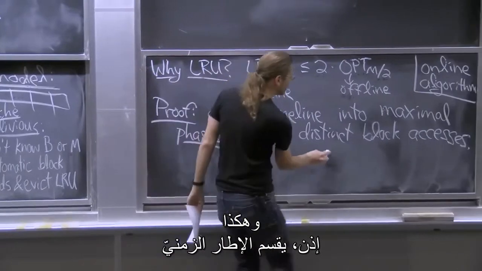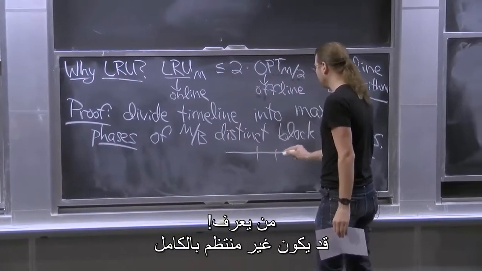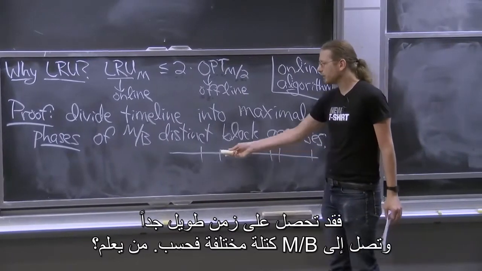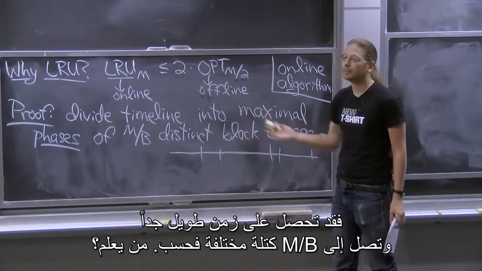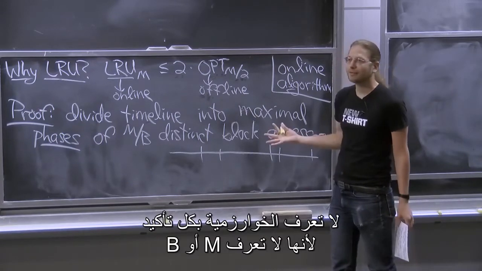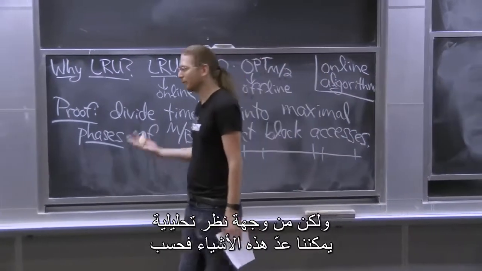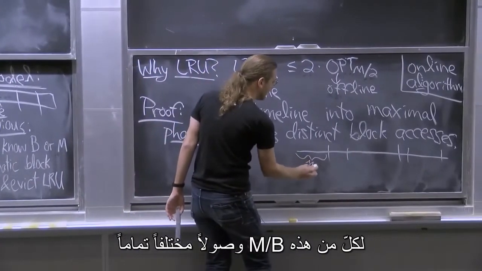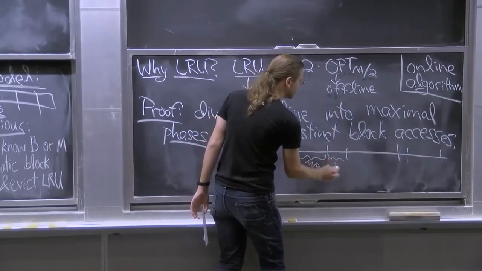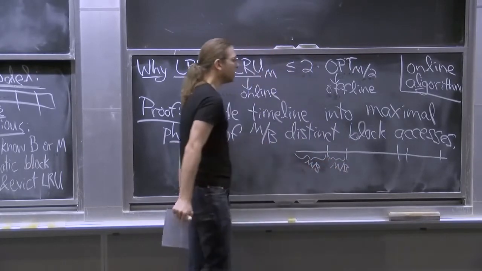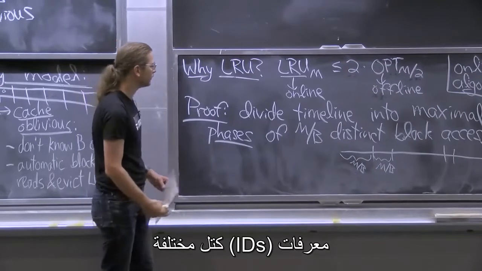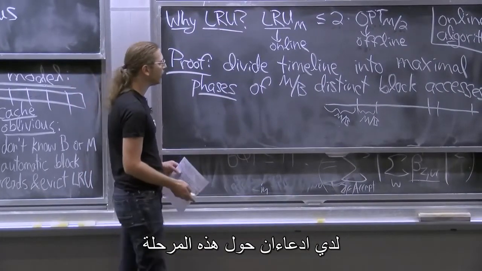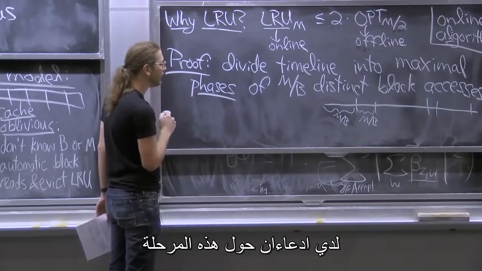So the timeline gets divided. Who knows? It could be totally irregular. If you access the same blocks many times, you could get along for a very long time and only access M over B distinct blocks. The algorithm definitely doesn't know because it doesn't know M or B. But from an analysis perspective, we can just count these things. So each of these has exactly M over B distinct accesses. Distinct block IDs.